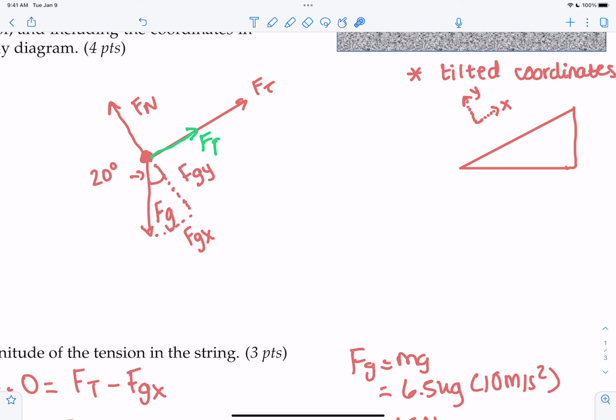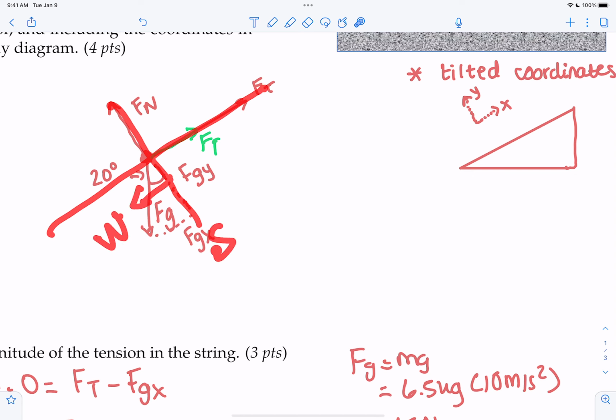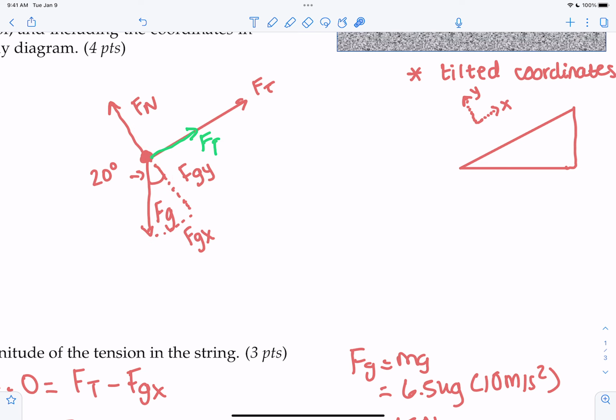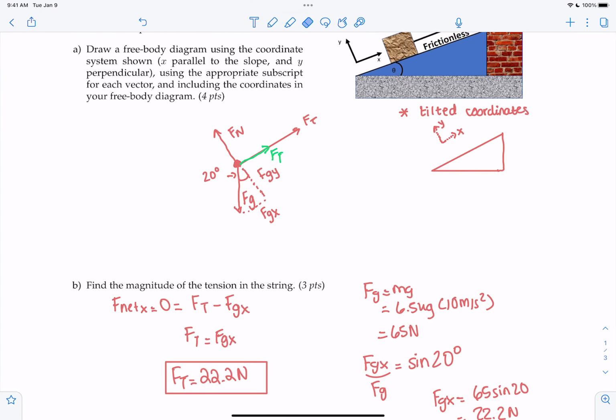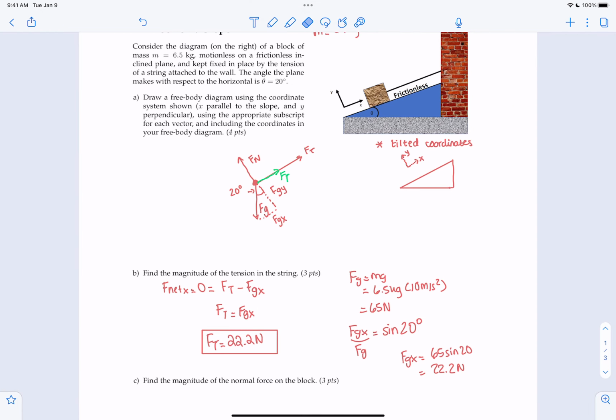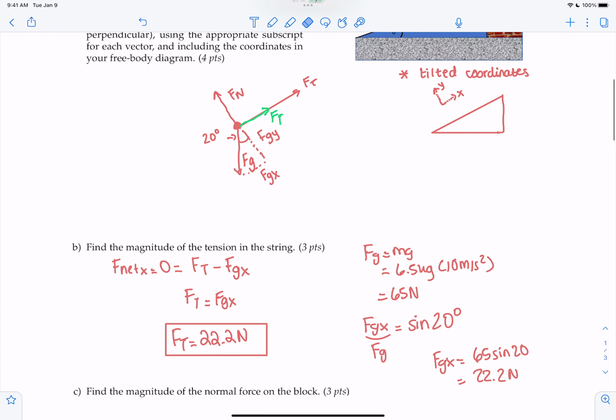But this would come back to the first 2 weeks. We'd say that if this was our tilted coordinate plane, then FG is 65 newtons, for example, 20 degrees west of south. So this is 20 degrees west of the south. If you remember that from the first 2 weeks where we did the directions, that'd be the way to go about describing it. But otherwise, hopefully that made sense with regards to the whole magnitude and negative sign stuff.